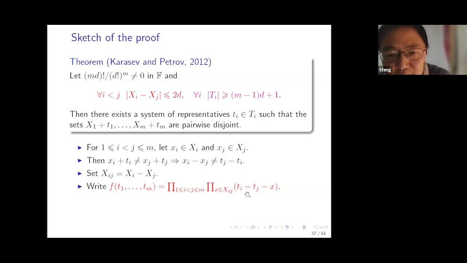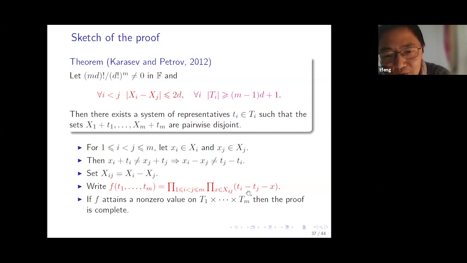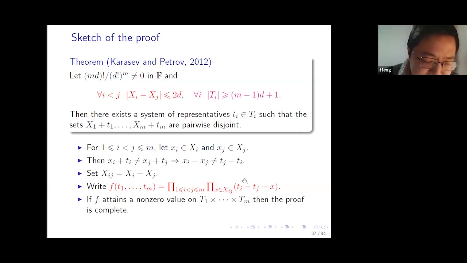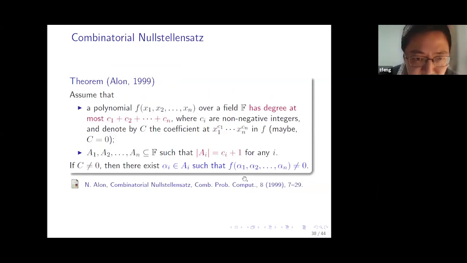And we hope to find some Ti, Tj such that this polynomial attains a non-zero value, then the proof is complete. And this can be achieved by using Alon's Combinatorial Nullstellensatz. I will omit the details. It's not difficult work to do.